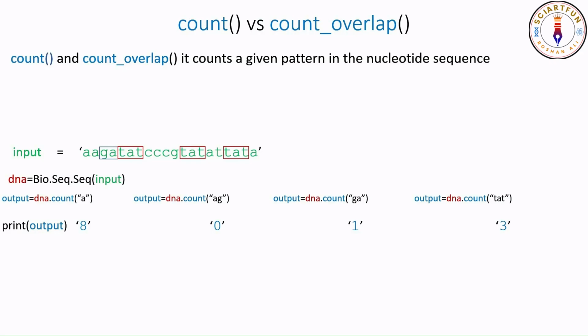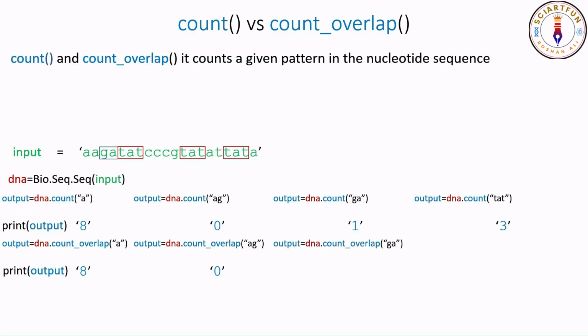Let's try. First, let's count the number of A. As you can see, the result is similar to the count method, that is, 8. Now find A, G. Again the same result, because no A, G pattern is there in the sequence. Let's count G, A. Again the result is no different. Only one G, A pattern was found.